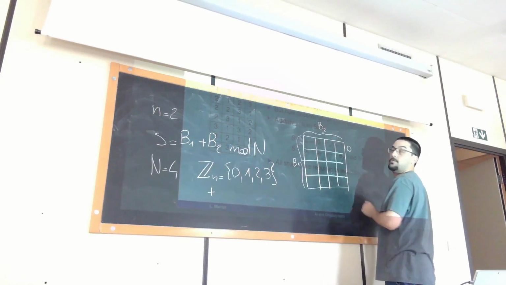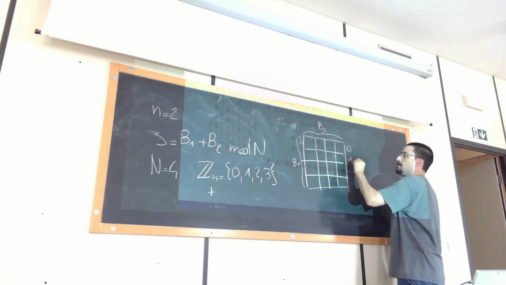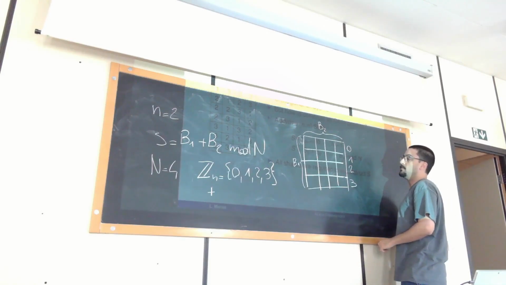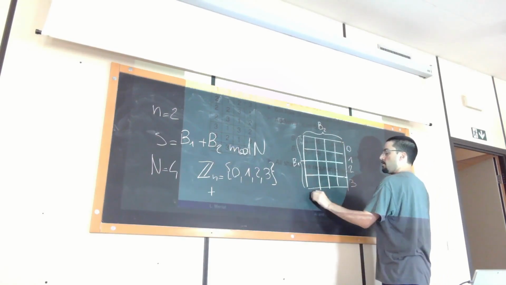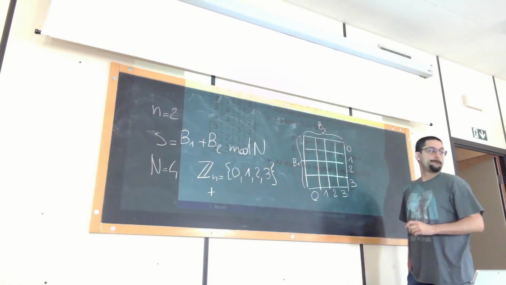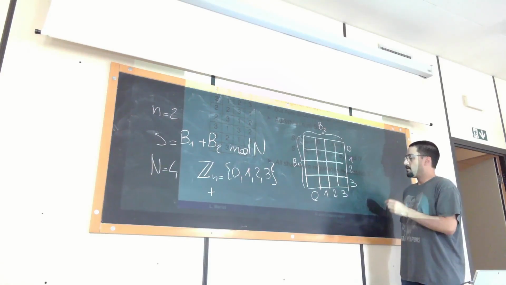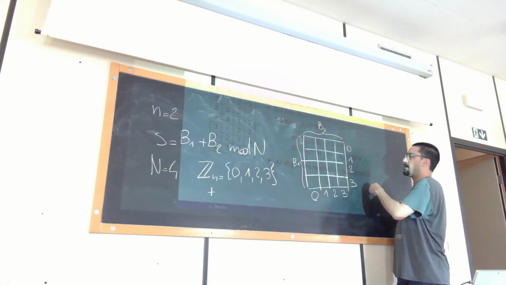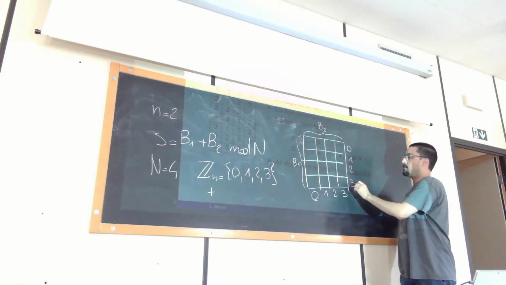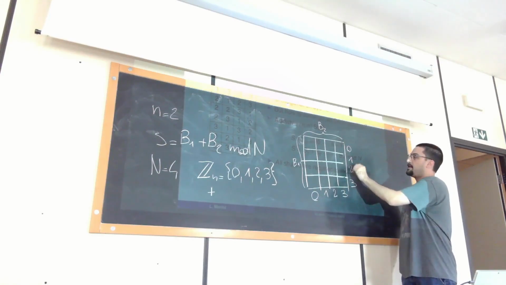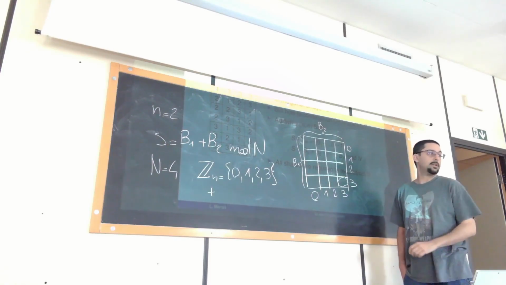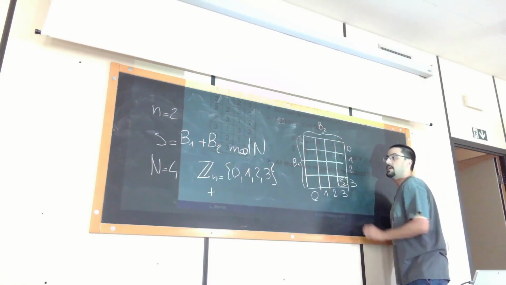So this is the row of 0 for B1, the row of 1 for B1, the row of 2 for B1, and the row of 3 for B1. And here for B2, we will have the column for 0, the column for 1, the column for 2, and the column for 3. And then what we are doing is simply to say, okay, if we have B1 equal to, I don't know, 1, for example, and B2 equal to 3, then I need to go on the second row and last column, and this will be the value of the secret. So this will be S.